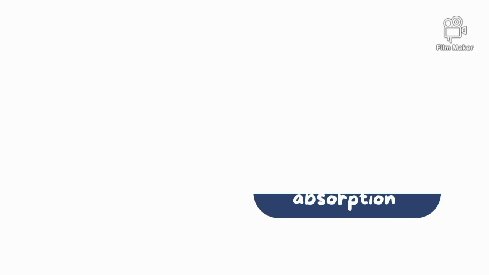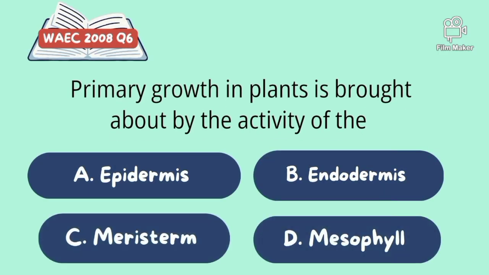Next question, question 6 from 2008. Primary growth in plants is brought about by the activity of the A. epidermis, B. endodermis, C. meristem, and D. mesophyll?